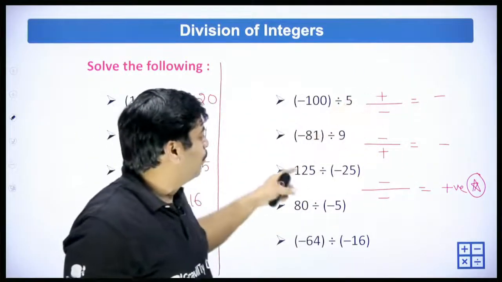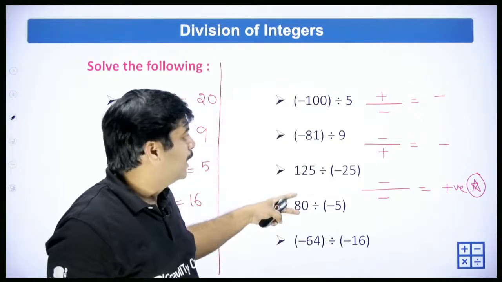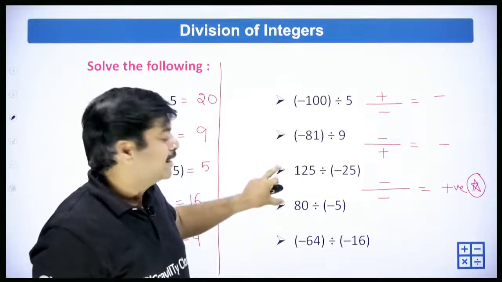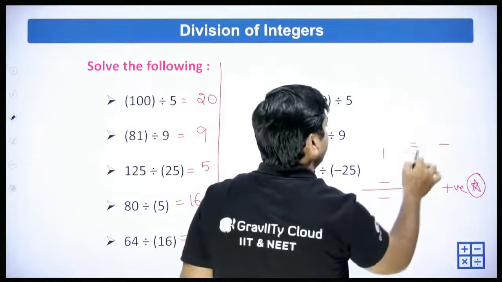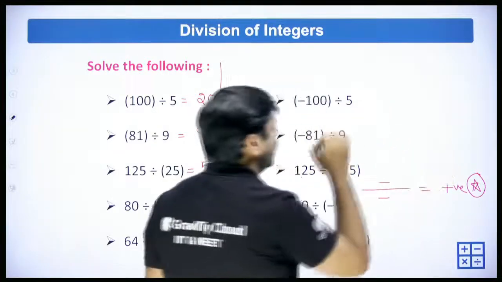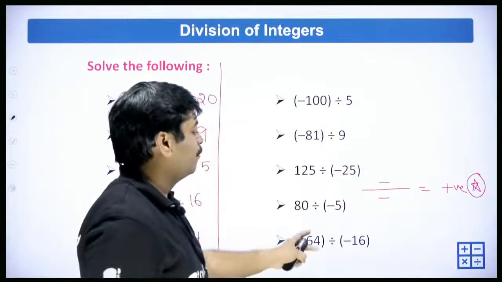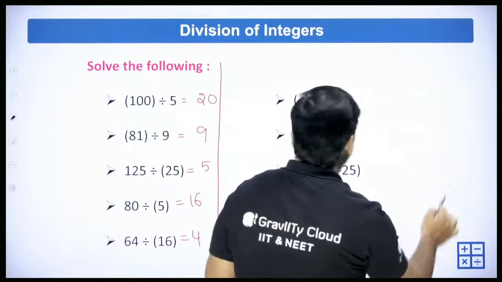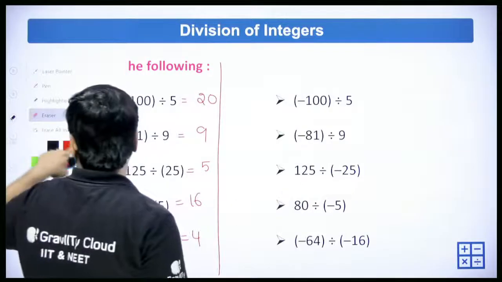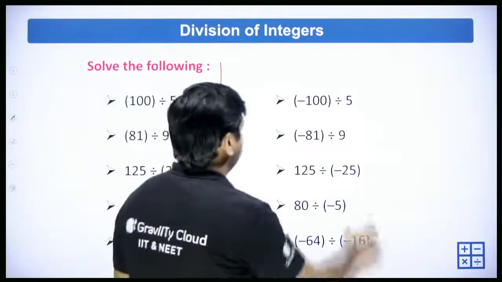Positive divided by negative will give you negative. So these two are negative values. Okay, we'll come back to that, don't worry about this. In the same way, negative divided by negative will give you positive. So this is a positive answer. So in that way, let us discuss the answers for this one. Same values, right?